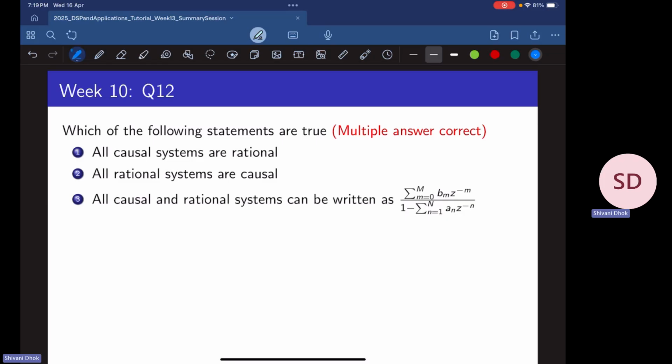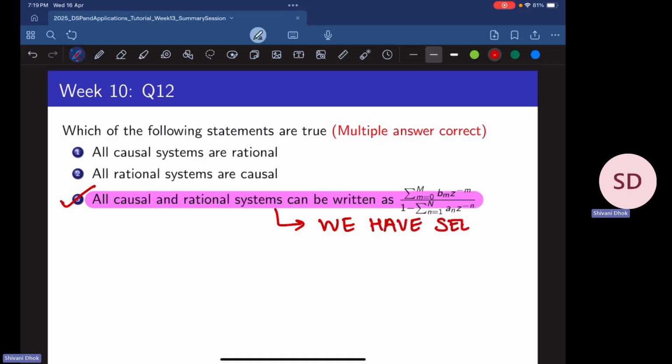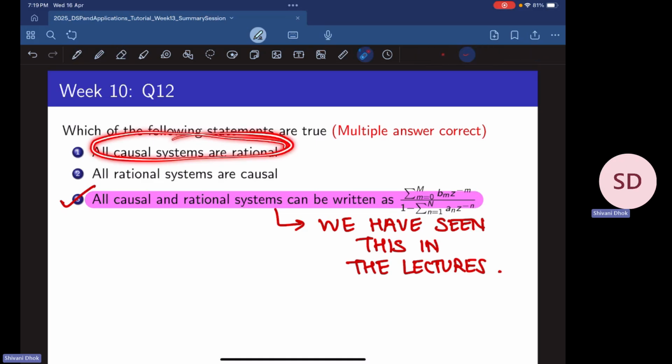This question says: which of the following statements are true? First one, all causal systems are rational. Second one, all rational systems are causal. Third one, all causal and rational systems can be written as summation m equal to 0 to capital M b m z to the power minus m divided by 1 minus summation n equal to 1 to N a n z to the power minus n. This last one is correct, that we have seen in the class. Now what is left is to figure out whether the statements that all causal systems are rational and all rational systems are causal are correct or not.